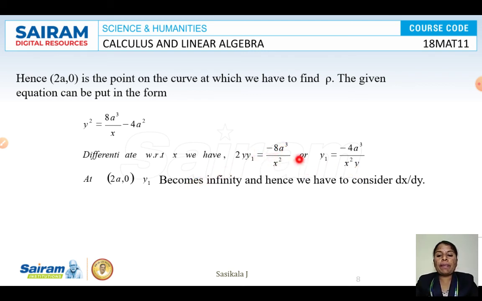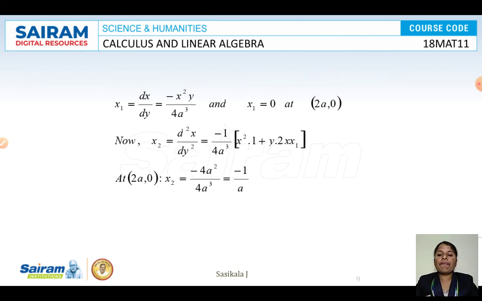You can replace (2a, 0). The denominator is there in terms of y, which is 0. If the denominator is 0, what will happen? It will go to infinity. So we can't fix this. If y1 goes to infinity, we can't find the radius of curvature. In that case we have to consider, instead of dy by dx, dx by dy.